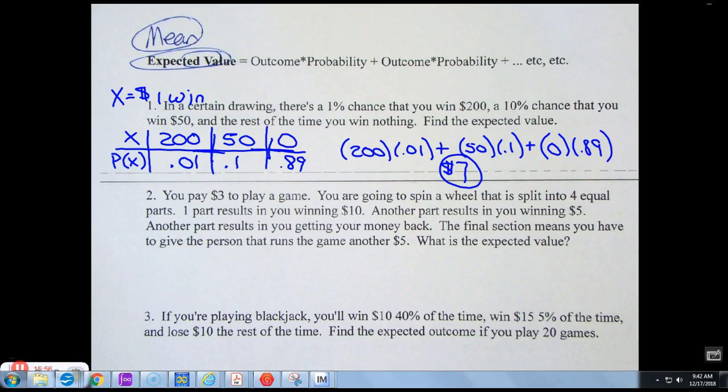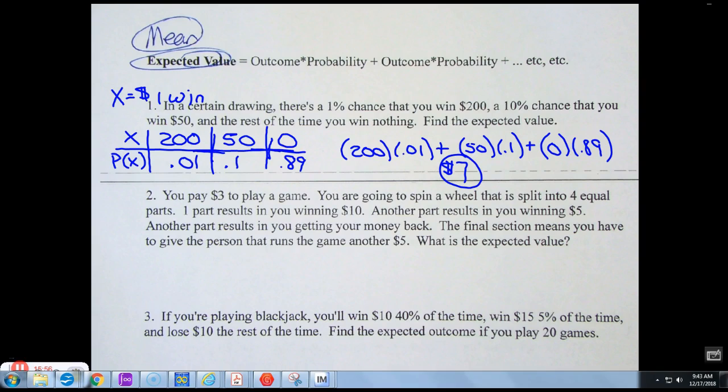Is it possible to play this game and win $7? Well, then how is my expected value 7? Where's that coming from? What does that mean? My total outcome could never be 7. My options are 250 and 0, so what's the 7 mean? That means if you played enough times, you made about $7 every time you played.